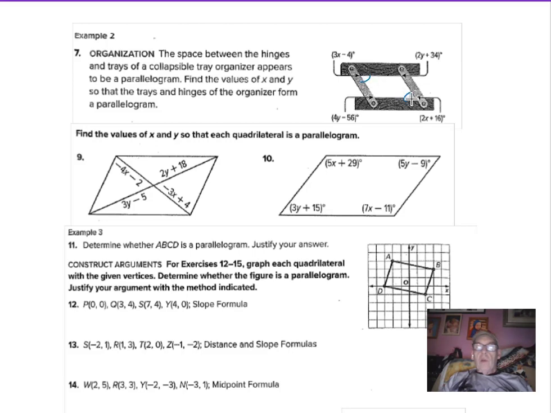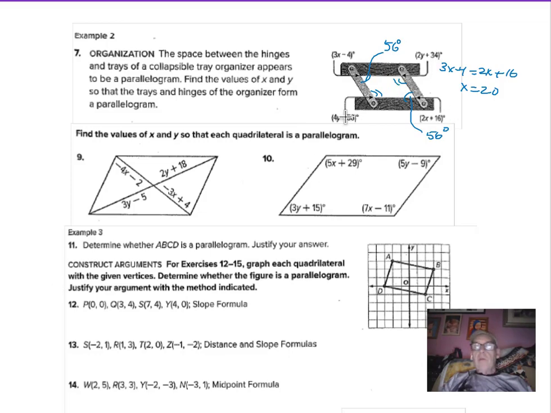So we want to show that these opposite angles are congruent to each other, because if it's a parallelogram, the opposite angles have to be congruent. So we want to find the x that makes these two angles equal. We can do 3x minus 4 equals 2x plus 16. Add 4 to both sides, take away 2x, x equals 20. That gives 56 and 56. So those two angles are congruent, 56 degrees each.